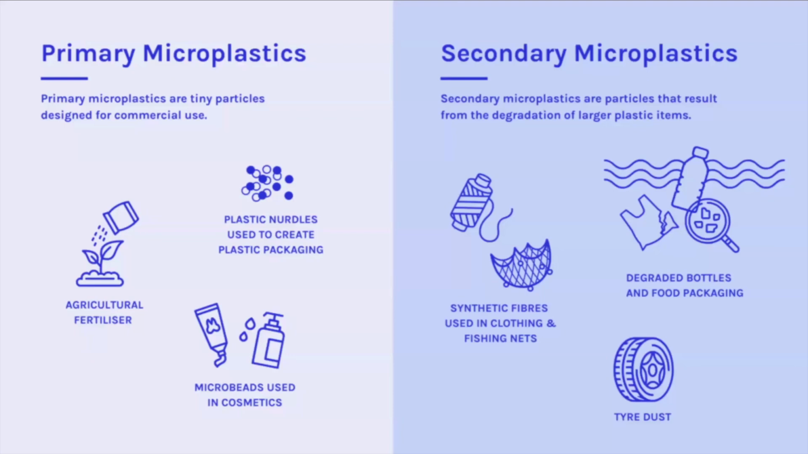Primary microplastics are plastics that are produced for commercial use, for example, the microbeads used in our personal use products. Secondary microplastics are microplastic particles that result from degradation of primary plastics, for example, the degraded bottles that float on water.